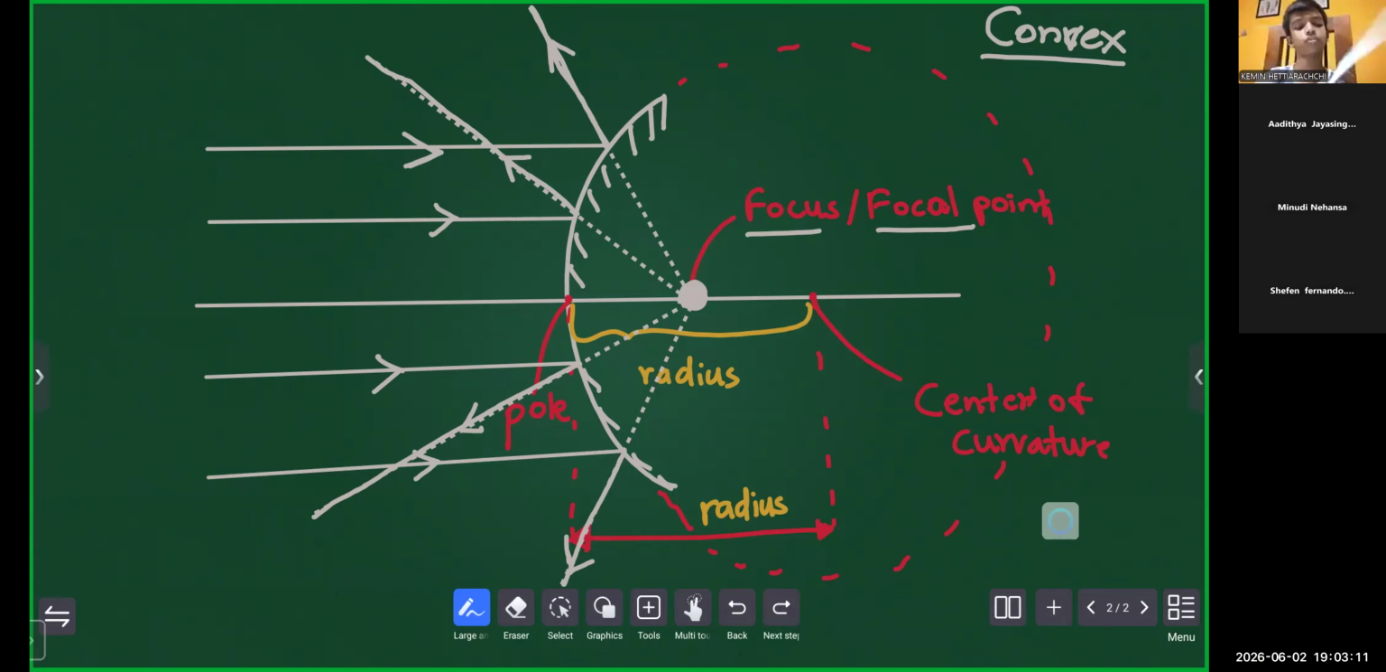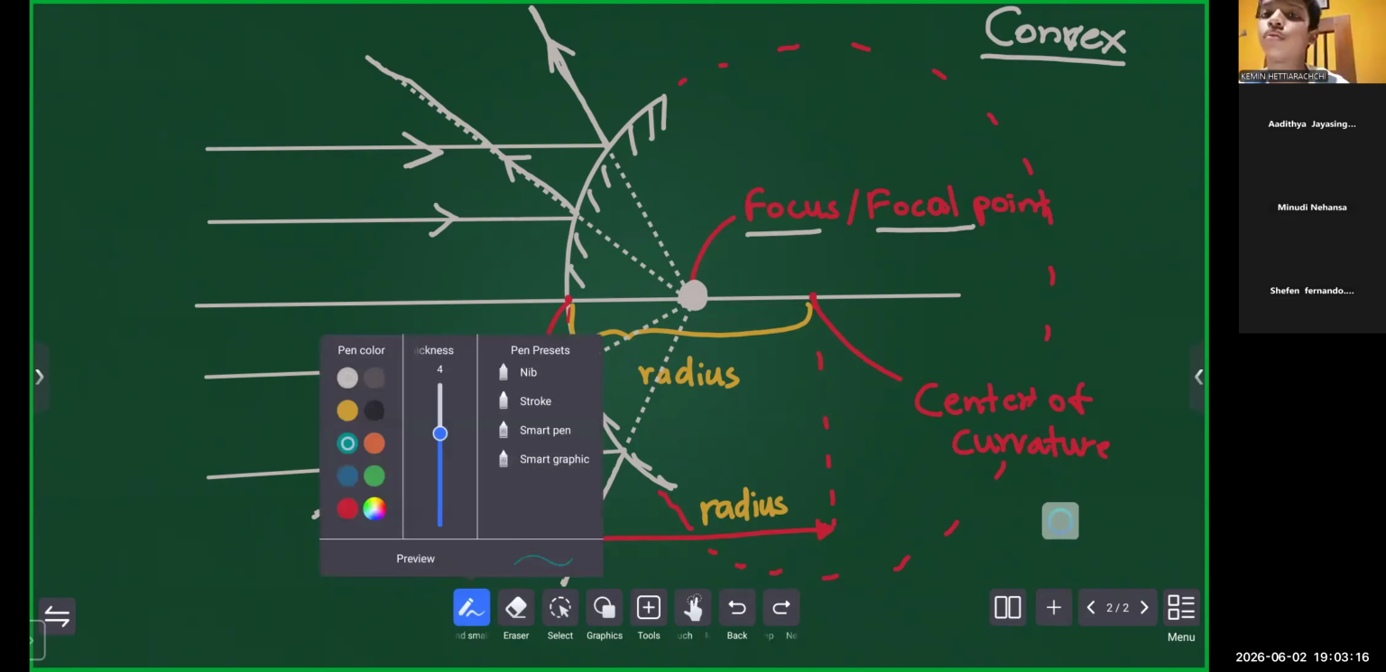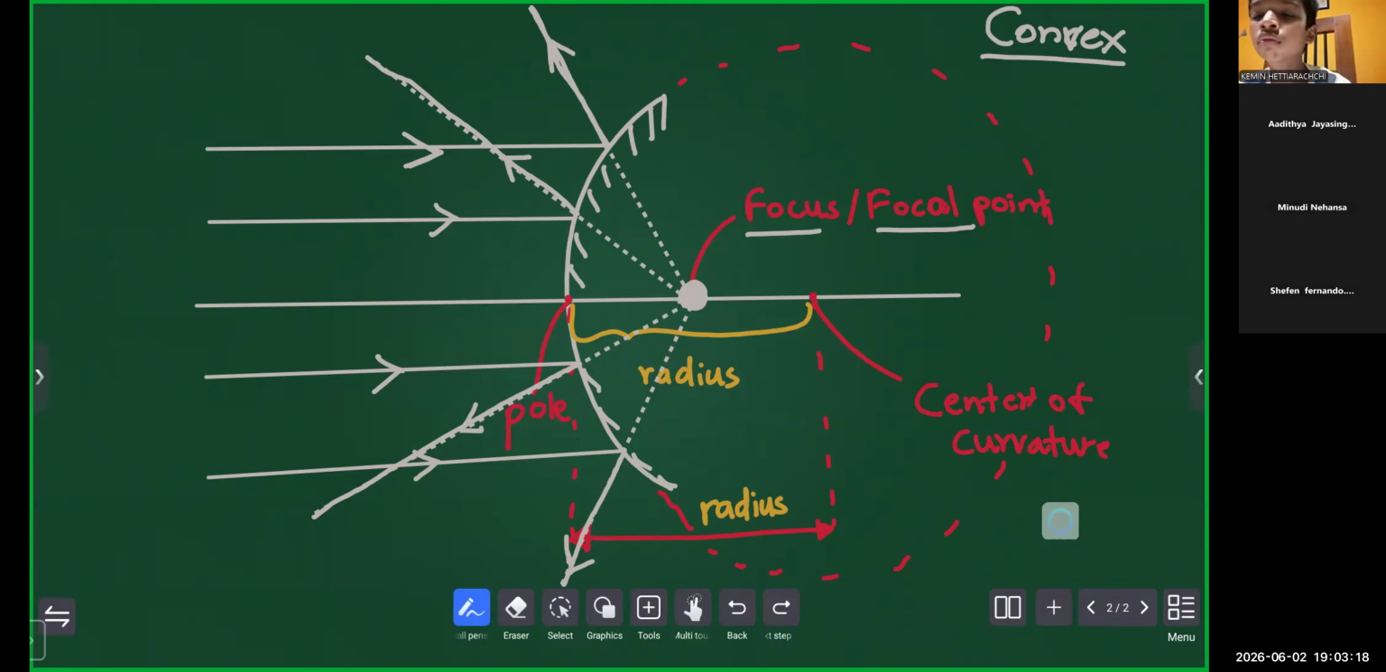Let me take a blue color pen. Here he is telling the focal length, the distance to the focus, is 10 centimeters. He is asking what is the radius of curvature, this distance. So how much is it? It's 2 times 10 centimeters, which means 20 centimeters. Very good. Then the next one.